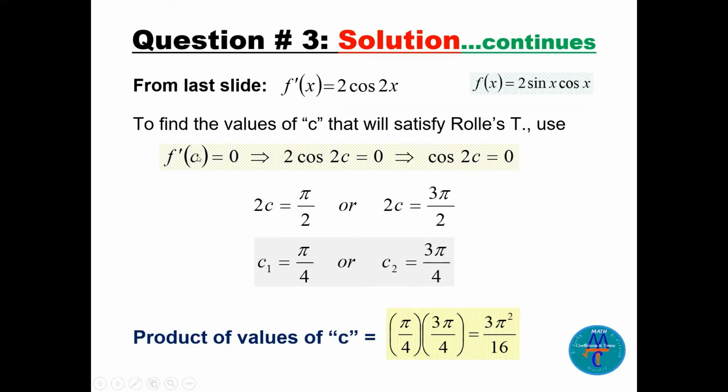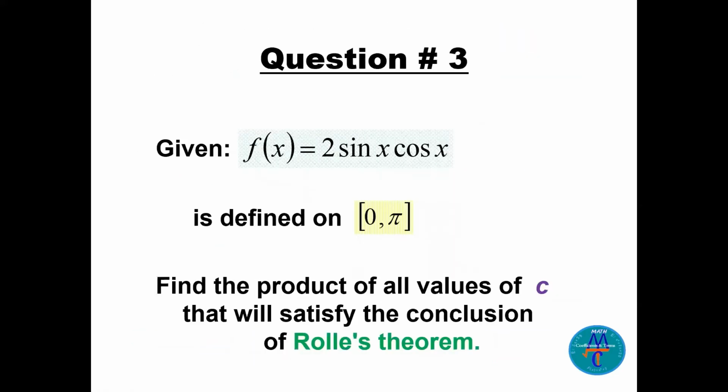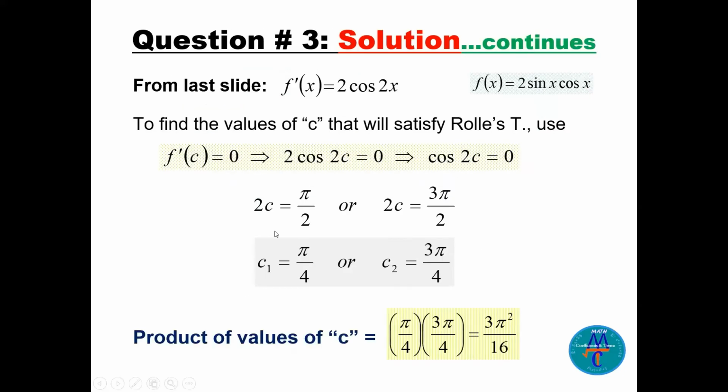So we put f prime at C is equal to 0. So it will be 2 cosine of 2C is equal to 0. Divide by 2, cosine of 2C is equal to 0. So this angle 2C is equal to pi over 2 or 3 pi over 2. Remember the condition here, the condition 0 to pi. So we need only the condition from 0 to pi. So C1 will be pi over 4 and C2 will be 3 pi over 4.